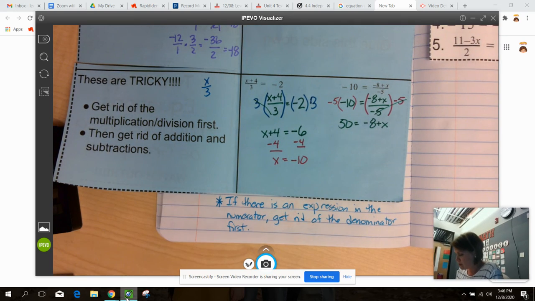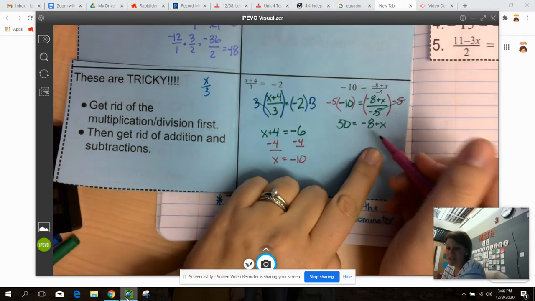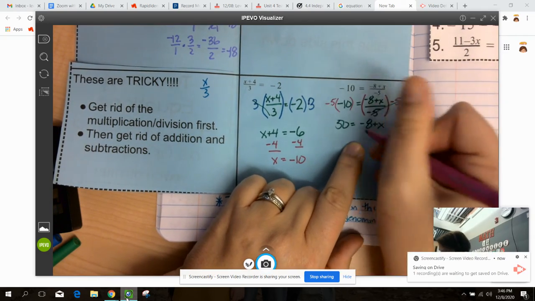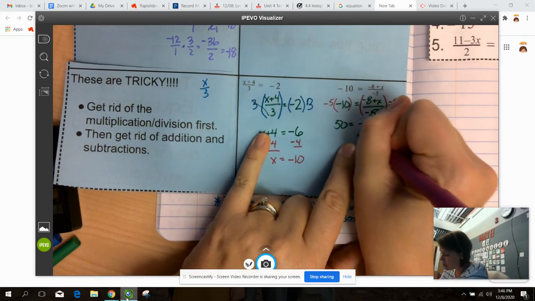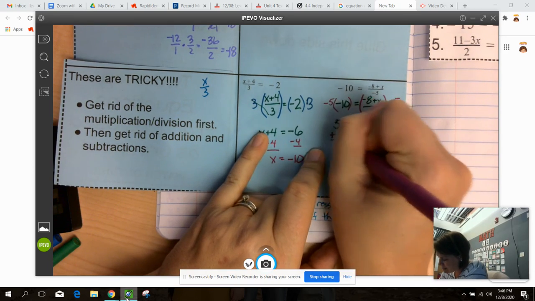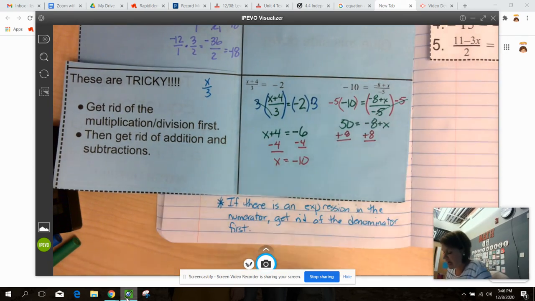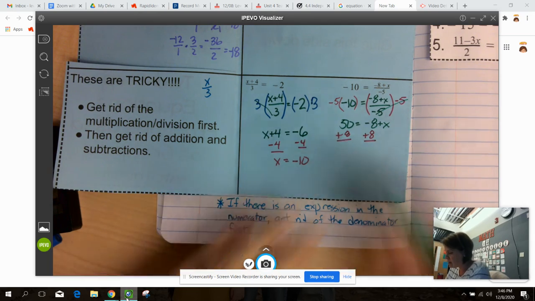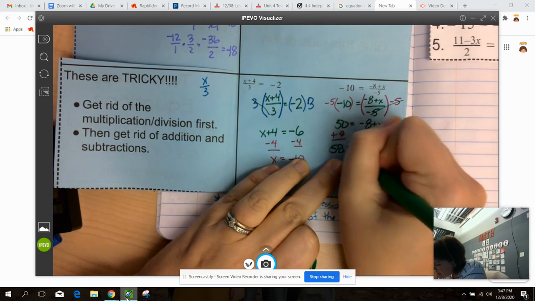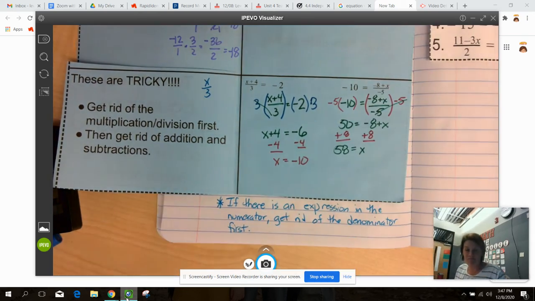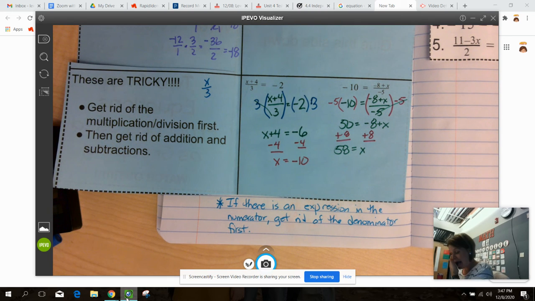Okay, then we're going to do the second part of solving this, which is our one-step equation. We have a negative 8 here. To make that into a 0, we know we have to change that to adding 8 to both sides, and your solution would be 58 equals x, and that's your answer. So that is how, if you have fractions in your equations, that's how you would solve them.